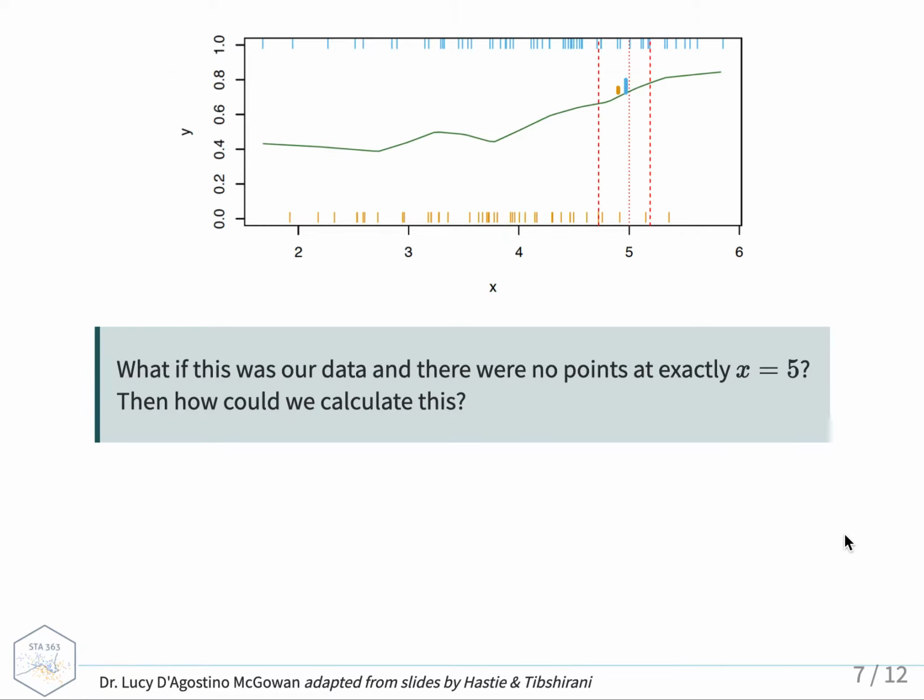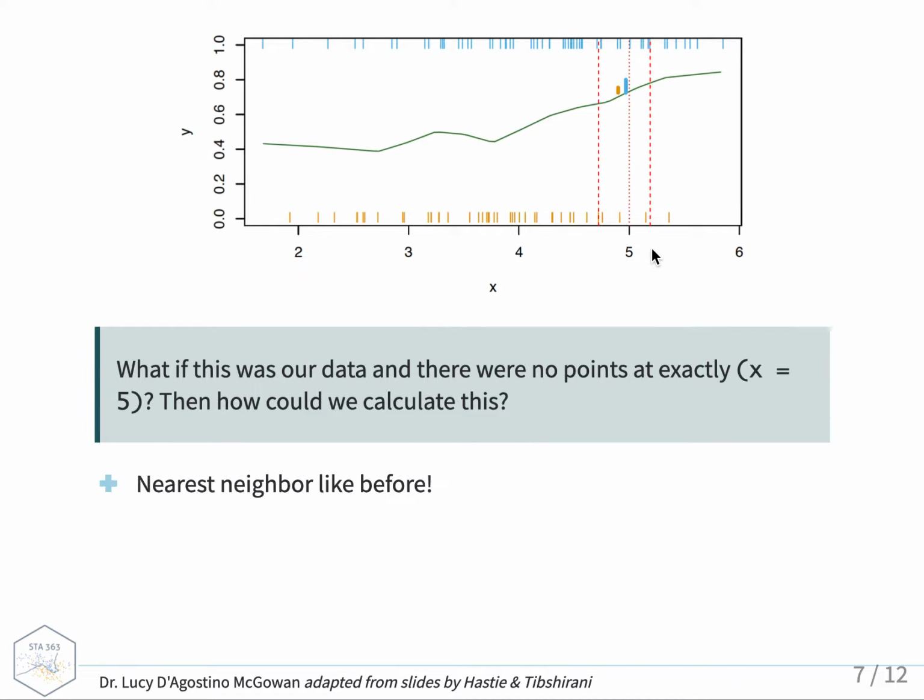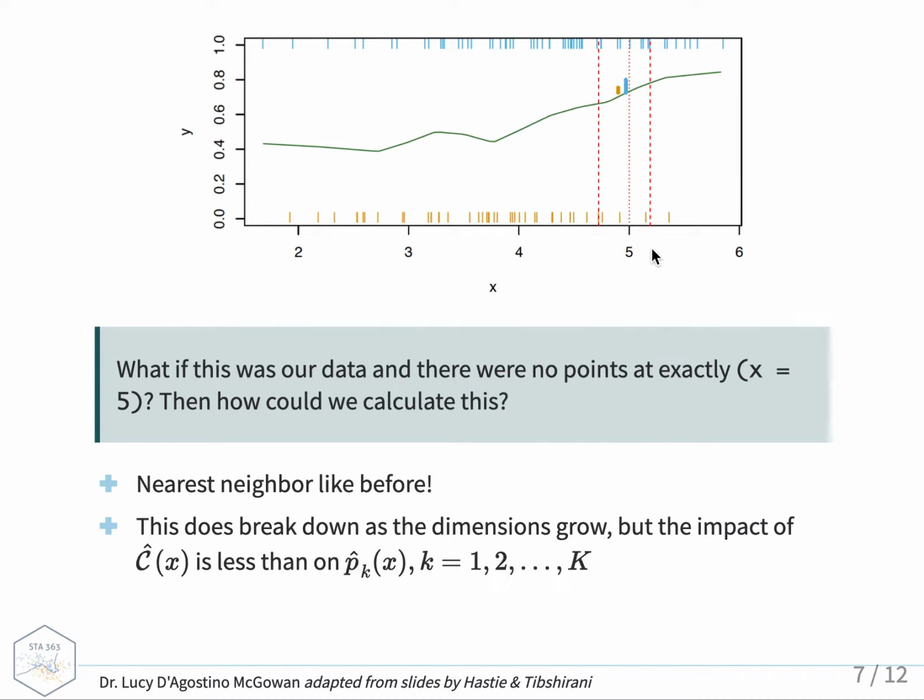So what if this was our data and there were no points at exactly X equals 5? How would we calculate this? Well, think back to our regression problem. It's going to be really similar. Instead of looking at just a single value, X equals 5, we could look at some neighborhood of values or a region of values, as denoted here with the dotted lines. And so this is going to be nearest neighbor like before. This does break down as the dimensions grow, but the impact of Ĉ(x) is less than on p̂k.